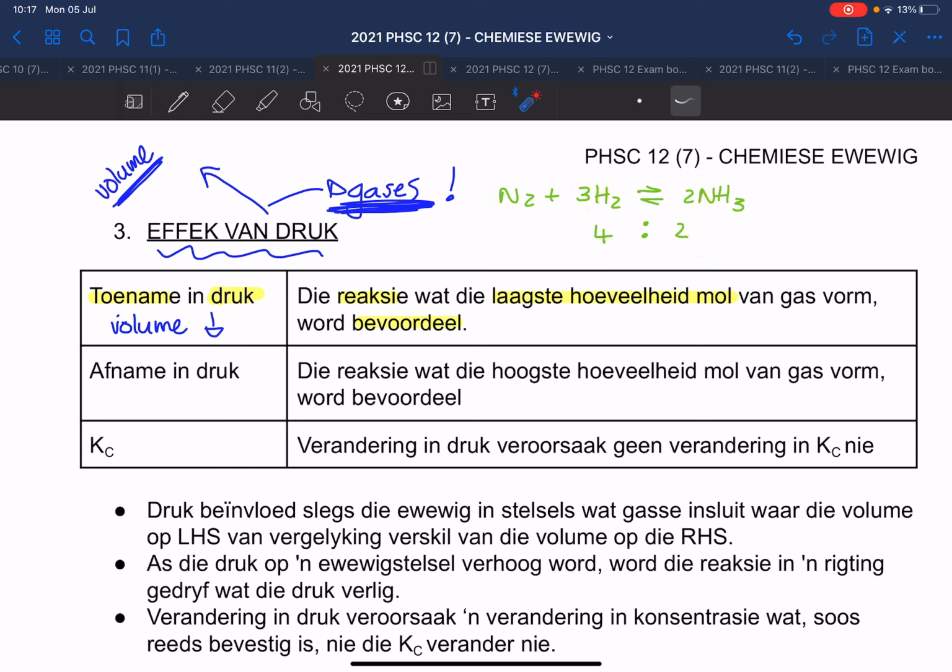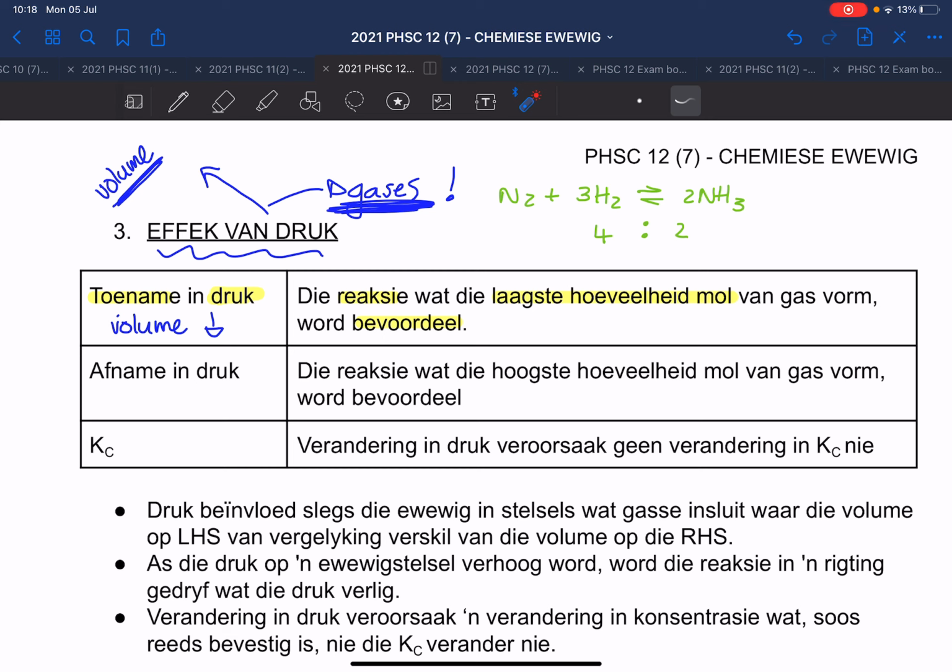So, for that specific reaction, vir hierdie spesifieke reaksie, as ons die druk meer maak, if we increase the pressure, meaning if we decrease the volume, which side will be favored? The right-hand side. Die regterkant. Kom, ons maak hom kleiner, so it wants to shift to the side that takes up less space, the right-hand side. Okay. Onthou, you might think, ja, maar juffrou, hierdie is meer molecule of 'n groter molecule, it's a bigger molecule than this side. Okay?